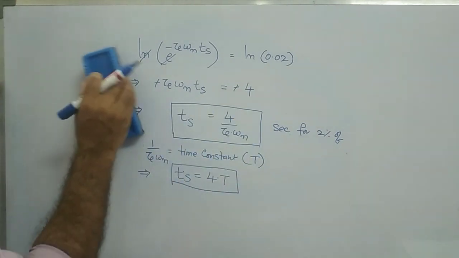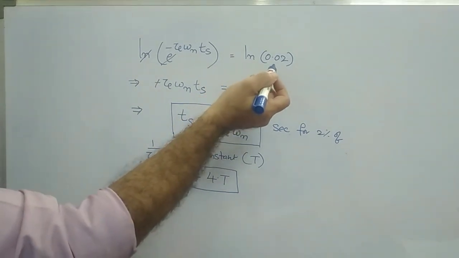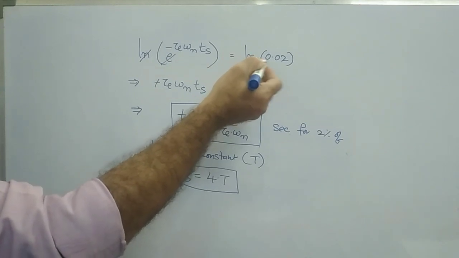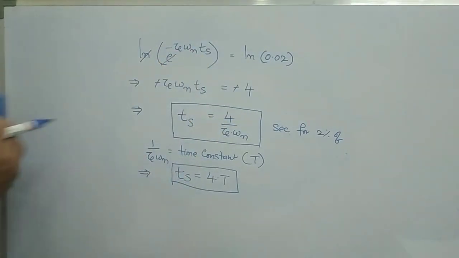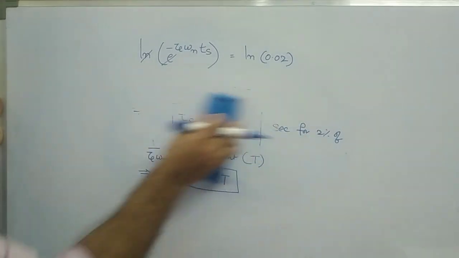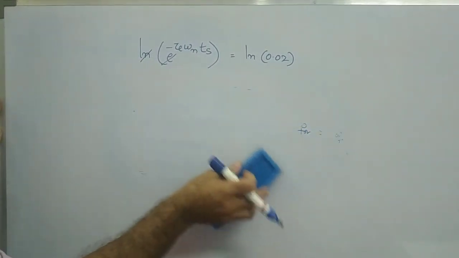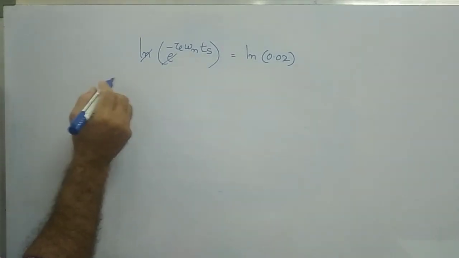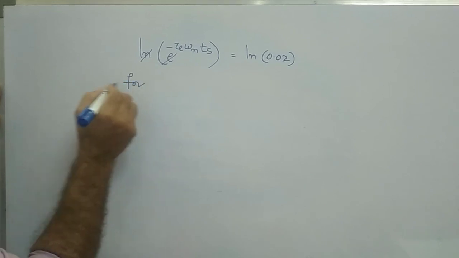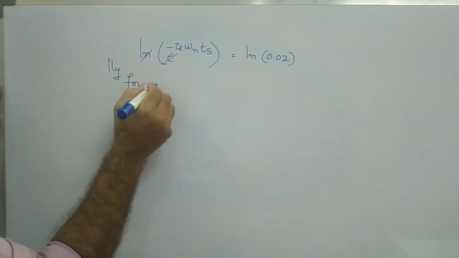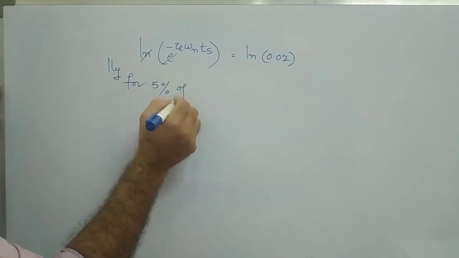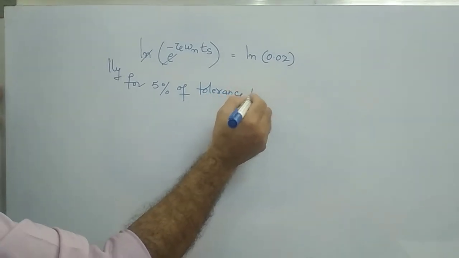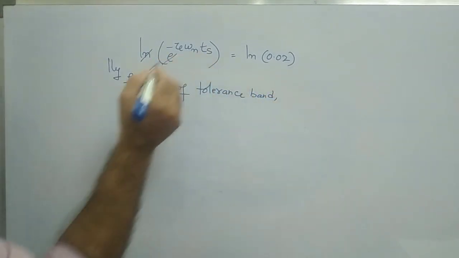Similarly, you can write for 5% also. Similarly, for 5%, everything is common. Only the thing is, you just take natural logarithm of 5%. Everything will be the same as we have seen here. So we can do the same for that also. Similarly for 5% of tolerance band, the error, everything is the same.